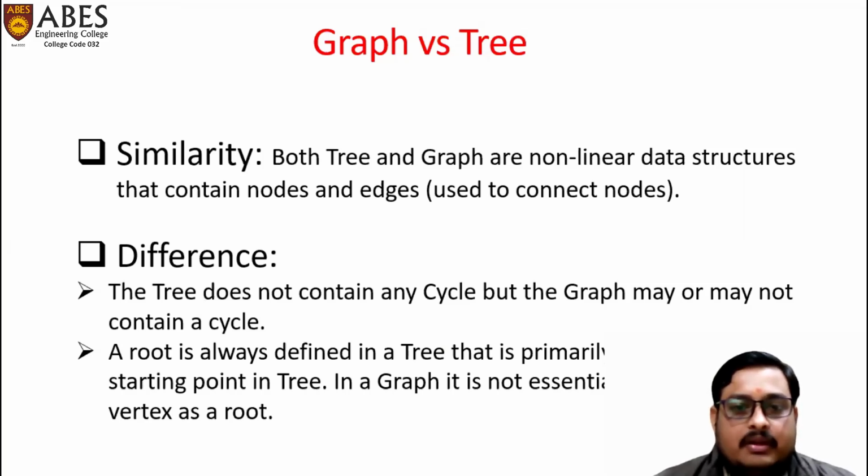But what is the main difference between tree and graph? So the tree does not contain any cycle, but the graph may or may not contain cycle. So that was the basic property of the tree. If we have n nodes in a tree, there can be only n minus one edges that are connected. But in graph, it is not necessary. In tree, we always define a root element. This is mandatory to access any tree. But in graph, there is no need to define the root.